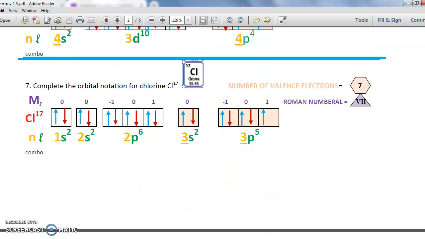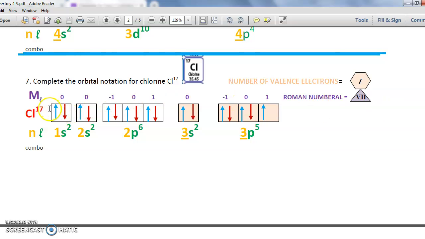We go to number 7. We're asked to do chlorine. On the periodic table, we'll see chlorine has an atomic number of 17. That means it has 17 protons. We're doing the chlorine atom, so it would also have to have 17 electrons since it's neutral. Protons must equal electrons. So where do my 17 go?